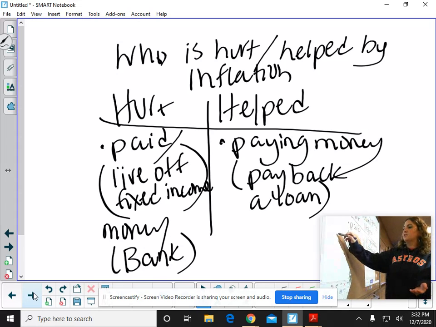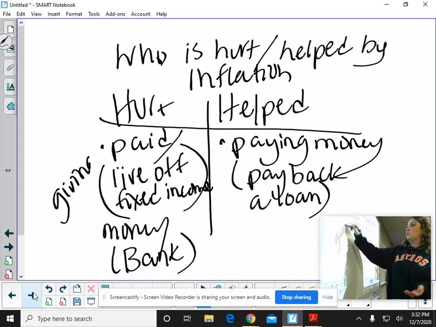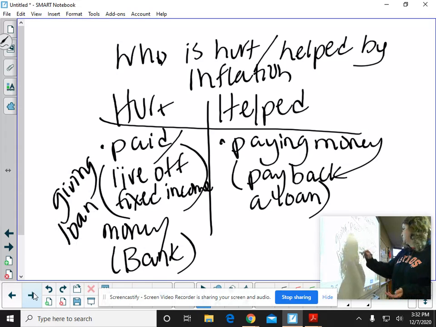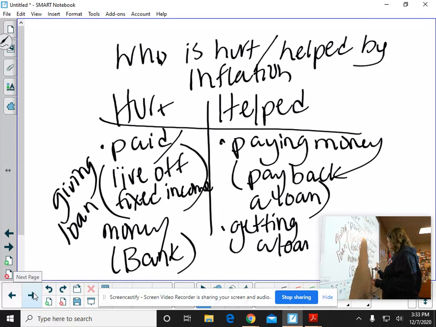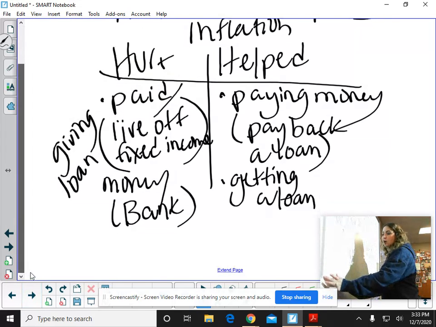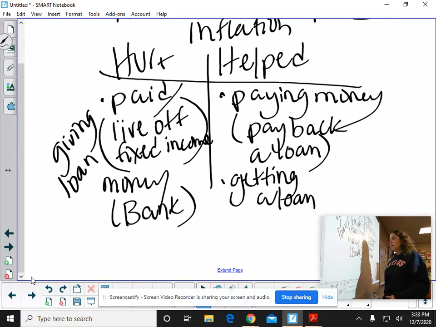So are you giving the loan? Then you are hurt by inflation. But if you're getting a loan and then paying it back, inflation actually benefits you because you don't have to pay back as much purchasing power. Of course, the banks know this and they're in the business to make money. So how they don't end up on the hurt side is that they charge higher interest than what they think the inflation is going to eat away.